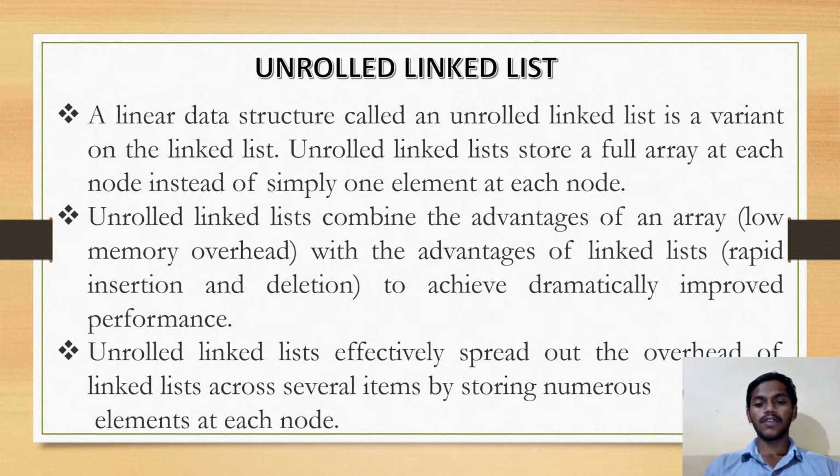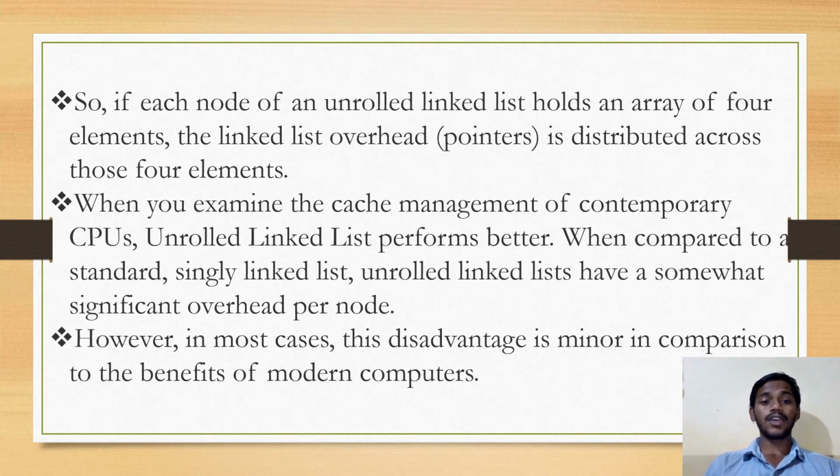Unrolled linked lists effectively spread out the overhead of the linked list across several items by storing numerous elements at each node. So if each node of the unrolled linked list holds an array of four elements, the linked list overhead, that is the pointer, is distributed across those four elements. When you examine the cache management of contemporary CPUs, unrolled linked lists perform better.